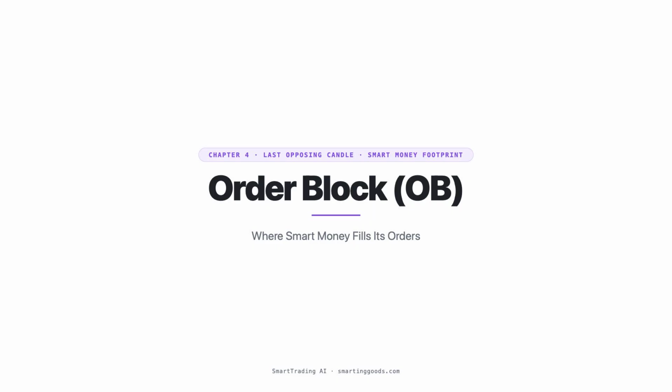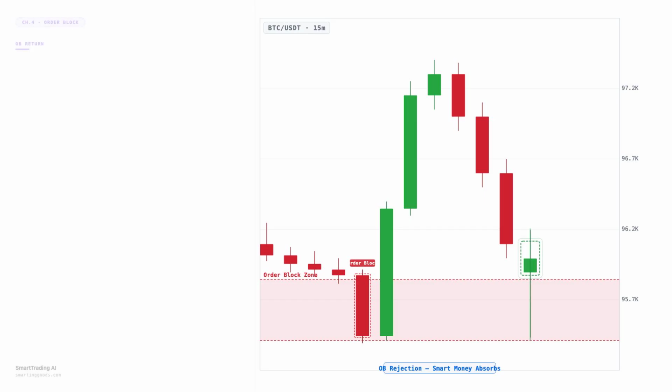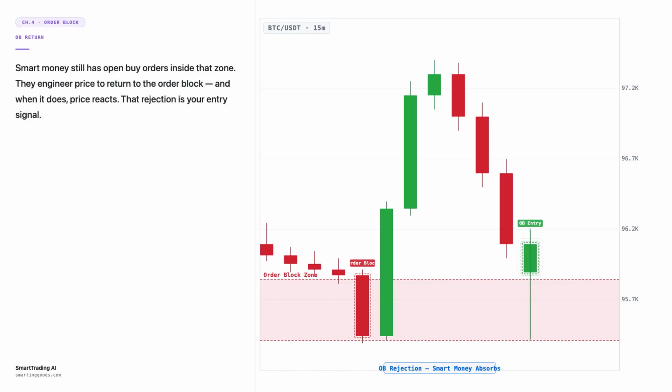When smart money wants to go long in a big way, they cannot fill millions of contracts at one price. So they sell, aggressively, to create the liquidity they need to buy from. That aggressive sell creates what looks like the last bearish candle before a bullish displacement move. That candle is the order block. The displacement move that follows is your confirmation.